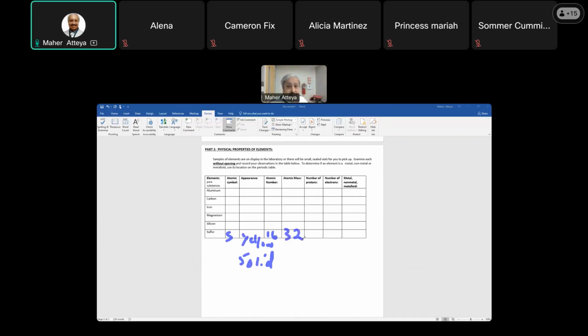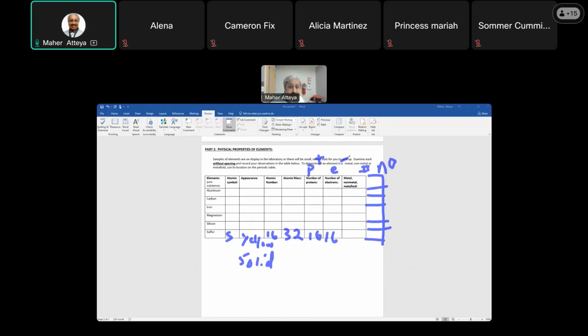32. So the number of protons is the atomic number, 16. So the number of protons will be how much here? 16. Number of electrons, how much? 16. You'll add to this one here a number of neutrons, because that's missing here. Every time I teach this lab, I say we have to add another column here called number of neutrons. So protons are p plus, electrons are e negative, and neutrons are n zero.